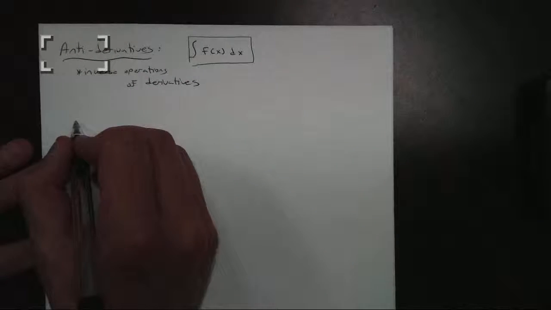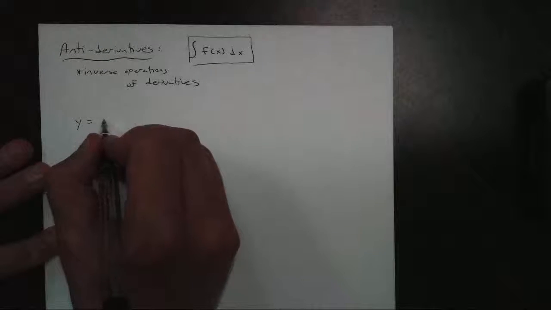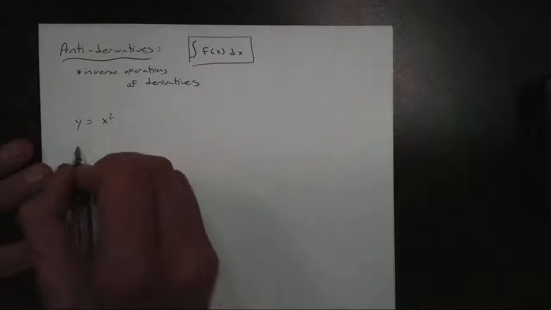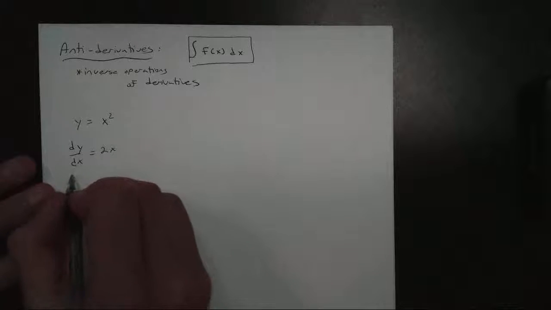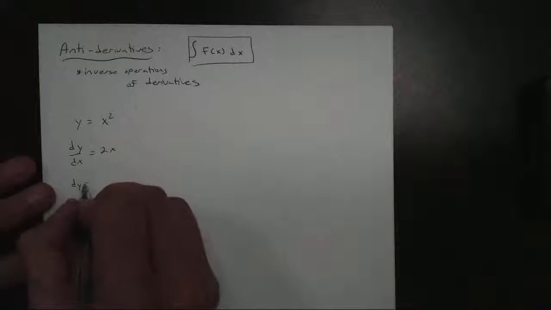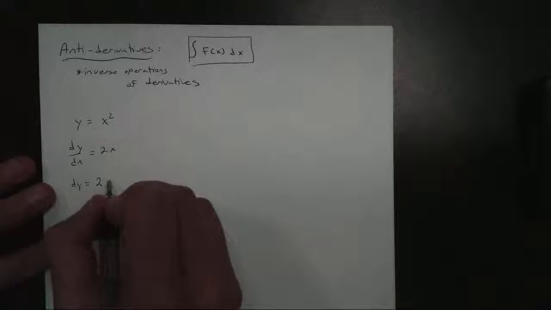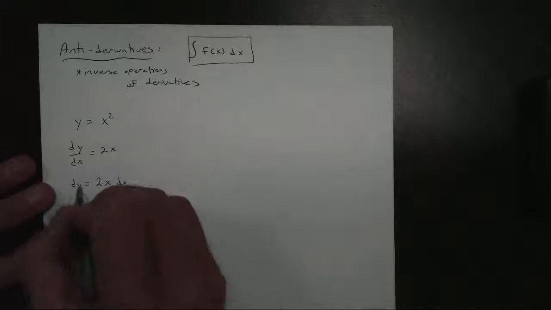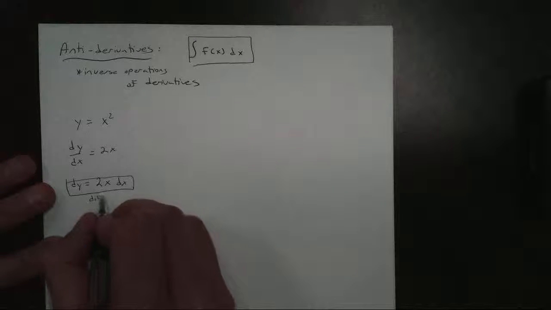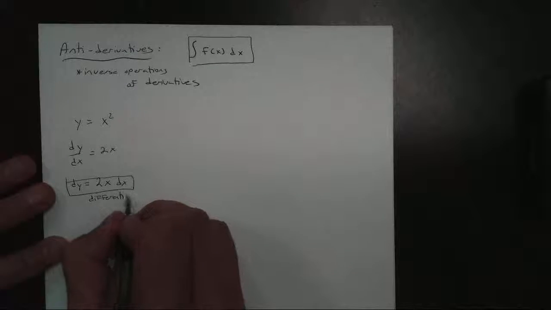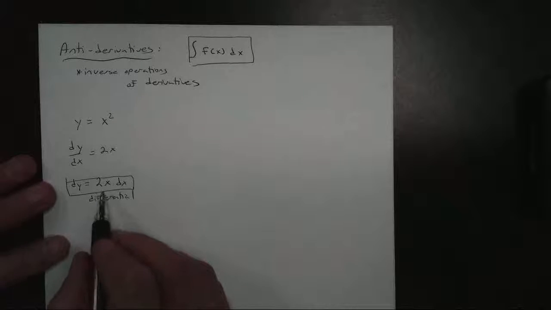If we have a function, let's say y equals x squared, and I take its derivative, I get dy/dx equals 2x. Now, I can write this as a differential by multiplying both sides by dx. I get 2x dx. And this is what we call a differential right here. Now, what I want to do is go backwards.